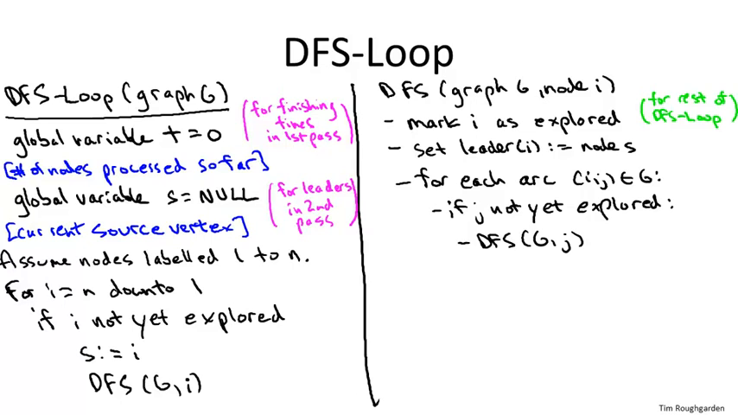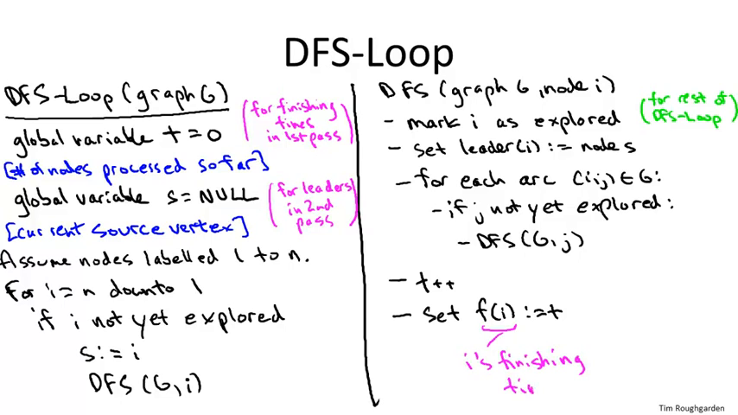Because depth first search is guaranteed to visit every node exactly once, and that therefore finish with every node exactly once, this global counter t, well, when the first node is finished, it'll have value 1. Then when the next node gets finished, it'll have value 2. Then it'll have value 3, and so on. When the final node gets finished with, it'll have value n. So the finishing times of the nodes are going to be exactly the integers from 1 to n.